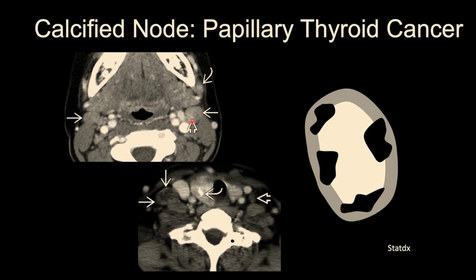This alone, you must include papillary thyroid cancer in your differential. Papillary thyroid cancer loves punctate calcifications. The lymph nodes love punctate calcifications even. So do not blow this off as just TB or granulomatous disease. Papillary thyroid cancer lymph nodes will calcify, okay?